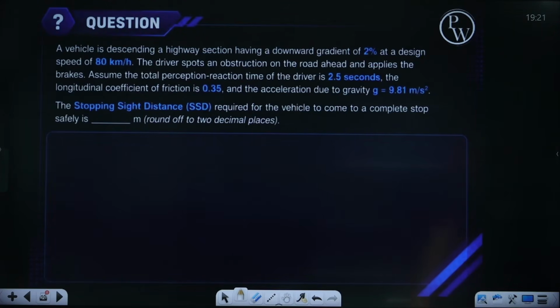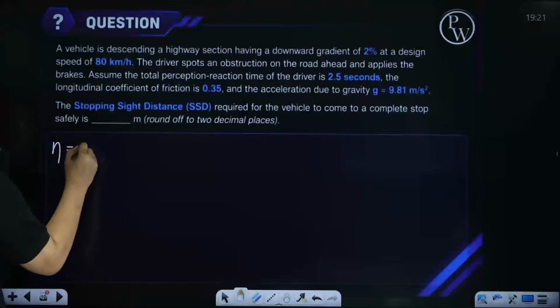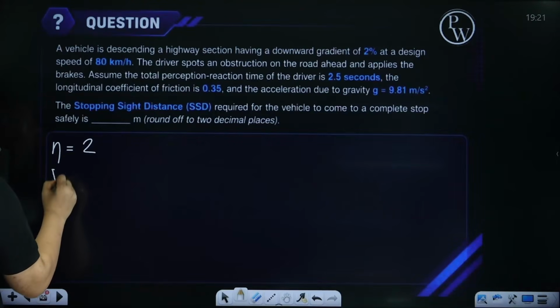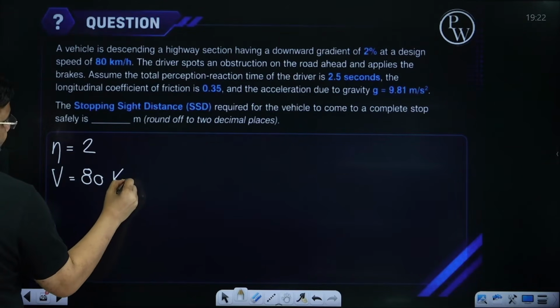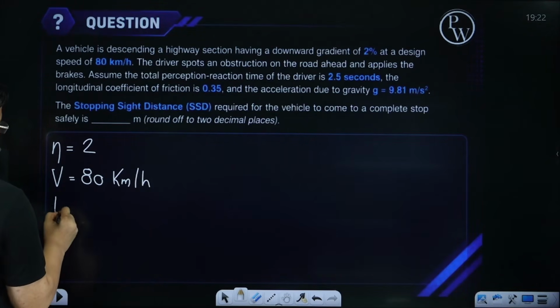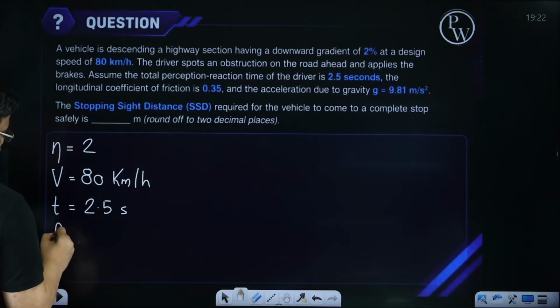The driver spots an obstruction and applies the brake. The reaction time is given as 2.5 seconds, so we'll take that. The coefficient of longitudinal friction is given as 0.35, so we'll take that. We are asked to find the stopping sight distance to 2 decimal places. So I'll write the information here. The n is 2%. Then speed is 80 km per hour, so I write capital V, which is given in kilometer per hour. The reaction time T is equal to 2.5 seconds, and F is given as 0.35.